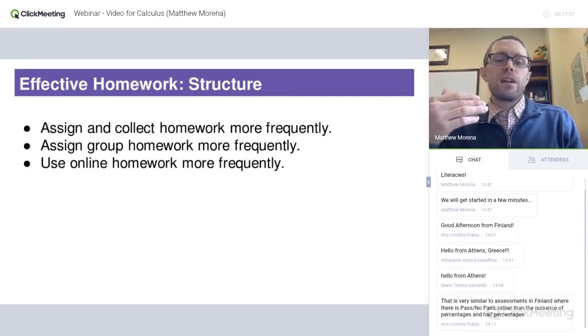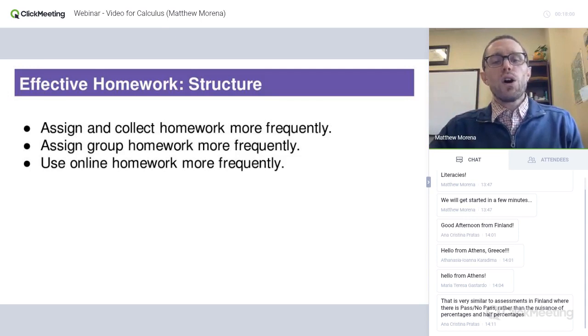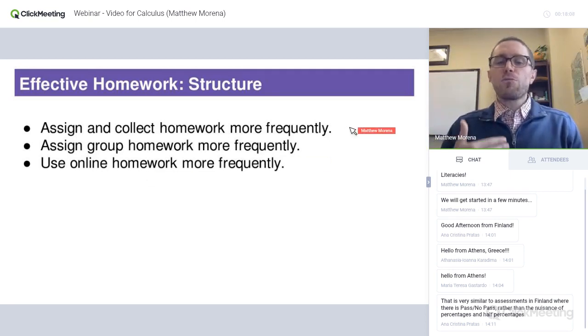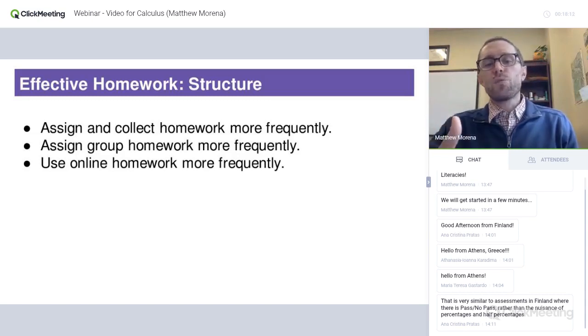So an example of a good homework system in a particularly effective undergraduate mathematics program typically assigns and collects homework more frequently than at other institutions, also offers students the chance to work together in groups, and it also uses online homework more frequently too.